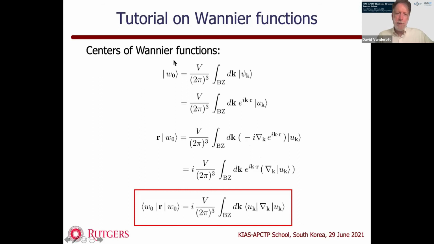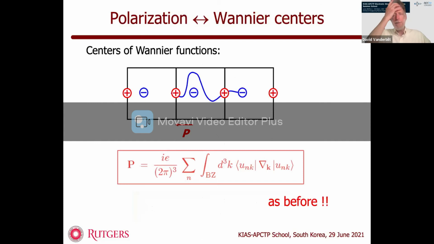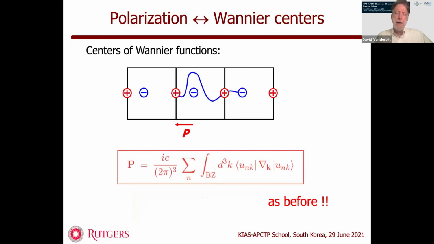And then I come along with the Wannier function as a bra and take the expectation value, and I get this formula. And now you recognize this formula. In one dimension, this would be u_k d by dk u_k. Oh, that's a Berry phase. So the center of charge of the Wannier function is essentially the same thing as the Berry phase. So let me explain it a little bit more.